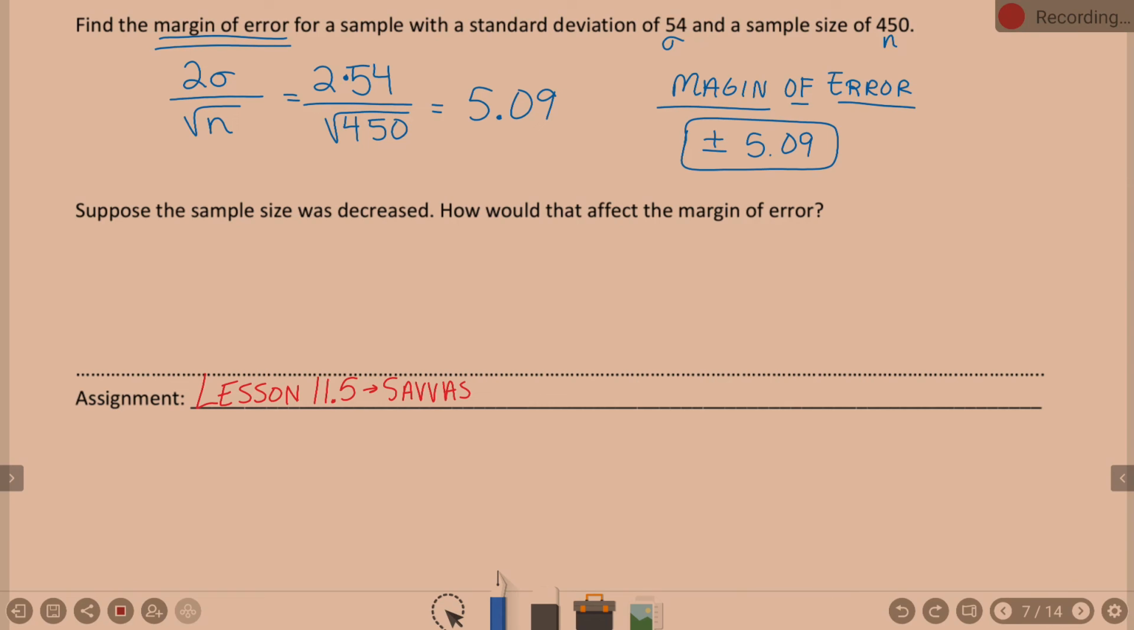The other thing is, look at what we just did. The sample size is what we were dividing by, yes? So if you decrease that sample size and you're dividing by a smaller number, the result of that fraction is going to be a larger number. So whichever way you want to think about it in your head, both are true. But yes, decreasing the sample size will increase the margin of error.